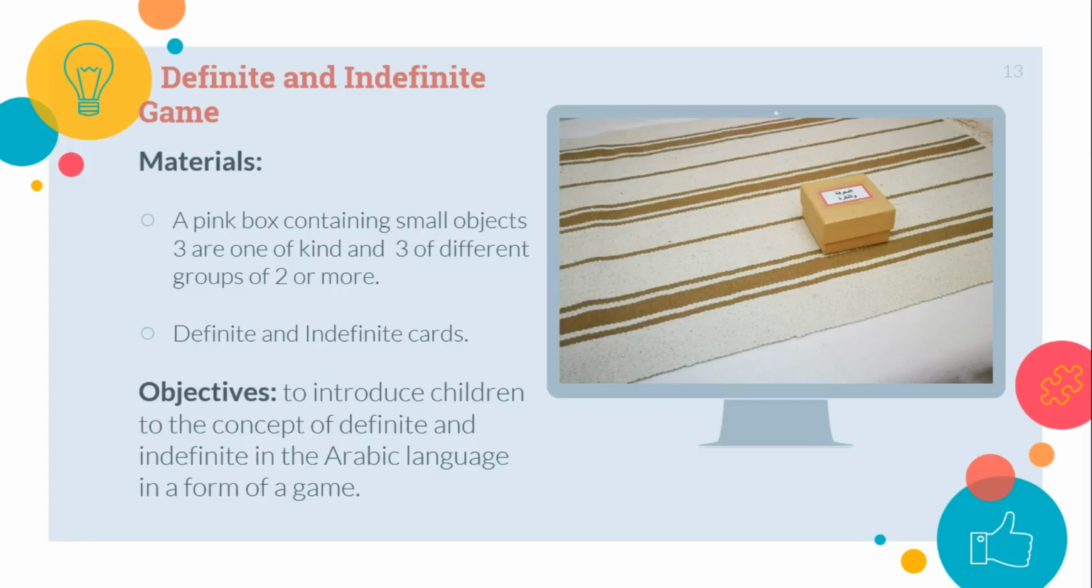The idea of definite and indefinite in the Arabic language is just to introduce the idea of al, present before using a noun, and how this can be used in a fun game where the child would be able to see the orientation as well. Where do we put al before the noun, and they'll be able to see that visually. And the materials that you would need and how to present the lesson will be presented in the following video.